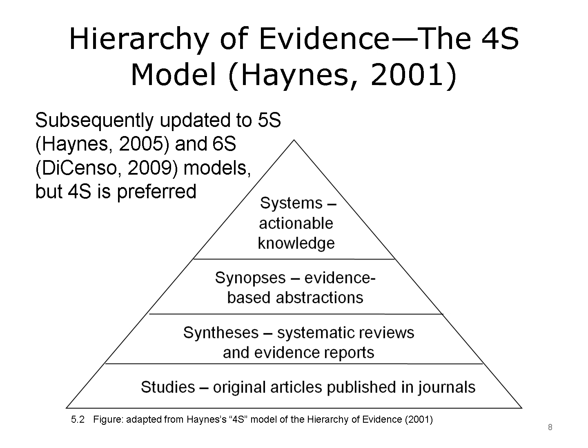Another way to look at evidence is to look at the hierarchy of evidence. One approach shows the different types of evidence that clinicians use for decision-making. This model was developed by Haynes and originally started as the 4S model, the simplest version. He subsequently divided some of the levels into additional levels and updated the model to 5S and then 6S. But the basic 4S model is the most popular.